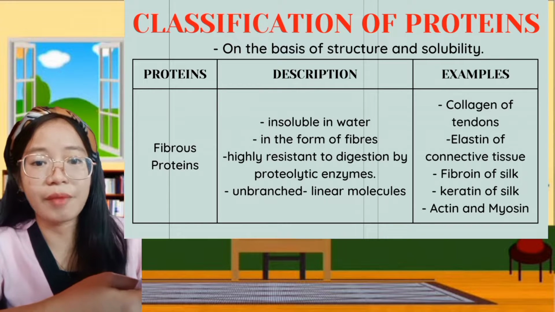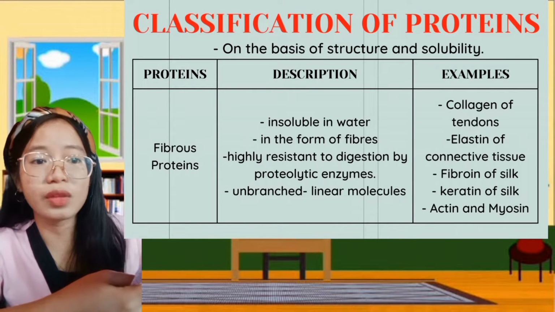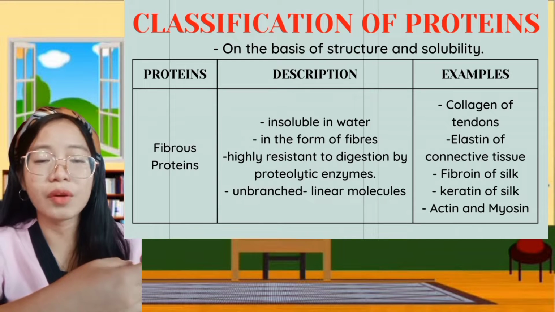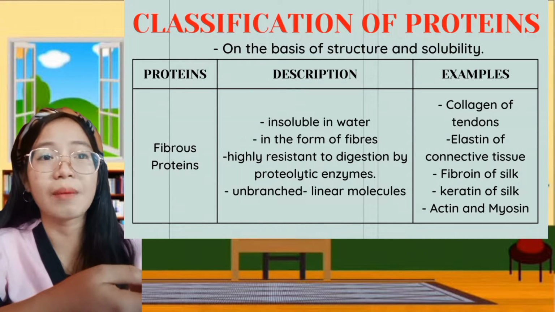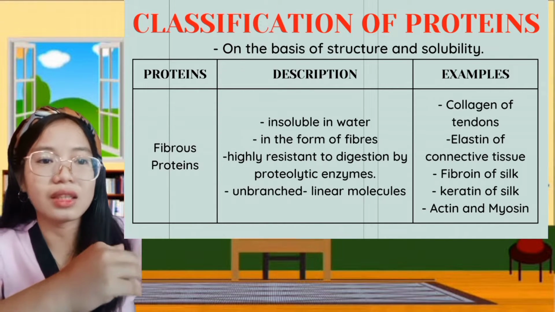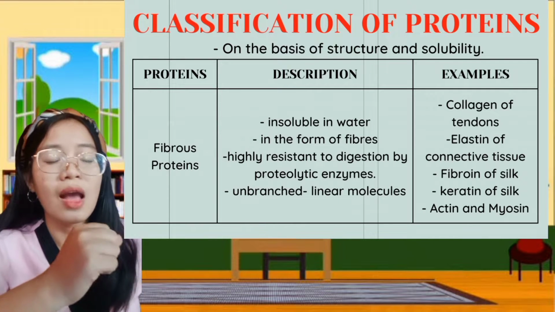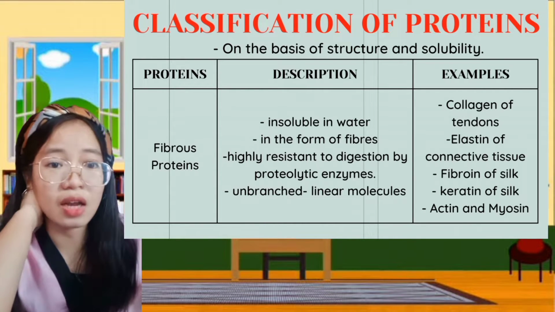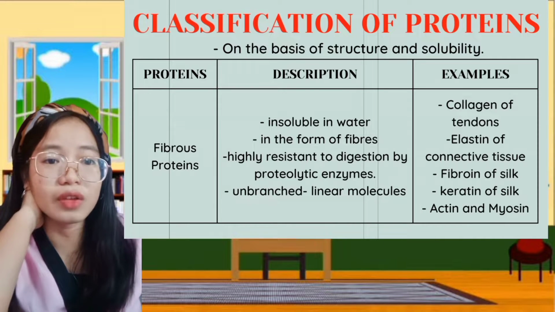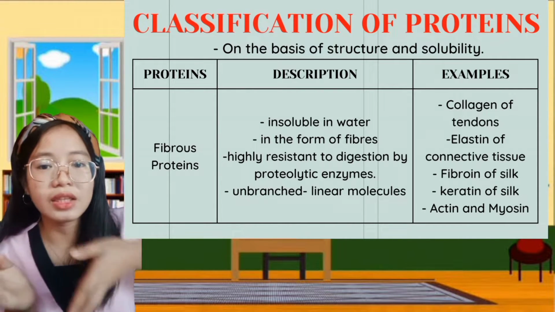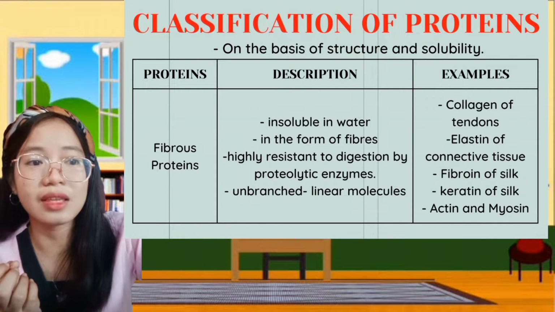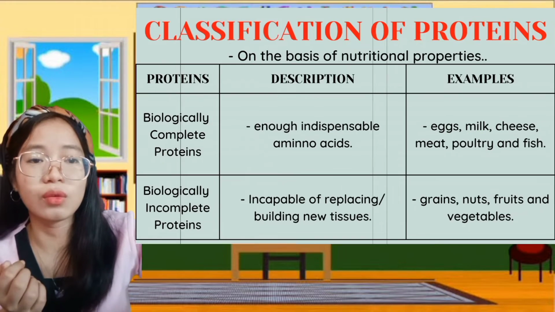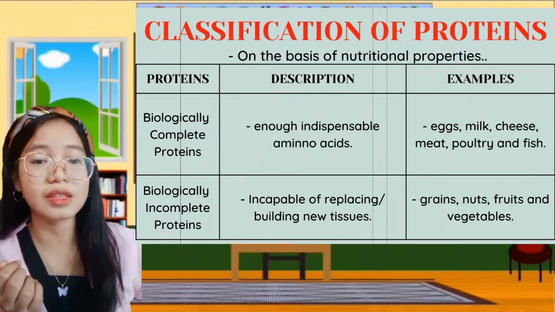Okay, next is the fibrous proteins. So, fibrous proteins are insoluble in water, and from its own word, fibrous proteins, it is in the form of fiber. So, pag fibers, di ba, ano yun? Parang mga tela, parang mga thin threads, ganyan. And it is highly resistant to digestion by proteolytic enzymes, and unbranched siya, unlike globular proteins, hindi siya sanga-sanga, linear molecules lang siya. And you can find fibrous proteins in collagen of tendons, elastin of connective tissue, fibrin of silk, keratin of silk, actin, and mucin. So, ngayon naman, dito naman tayo sa classification of proteins on the basis of nutritional properties.